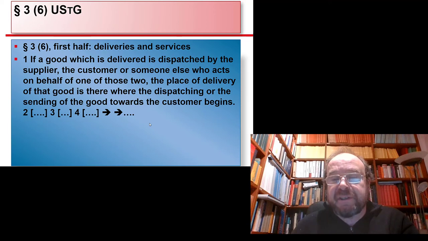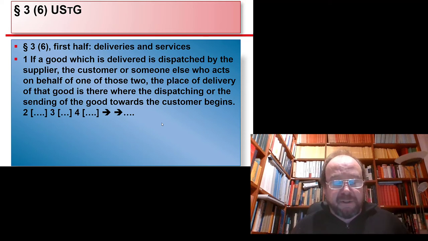If a good which is delivered is dispatched, so moved, by the supplier, the customer, or somebody else who acts on behalf of one of those two, the place of delivery of that good is there where the dispatch or the sending of the good towards the customer begins.